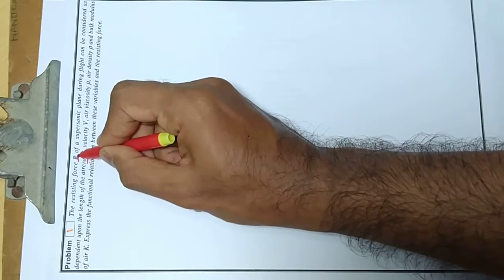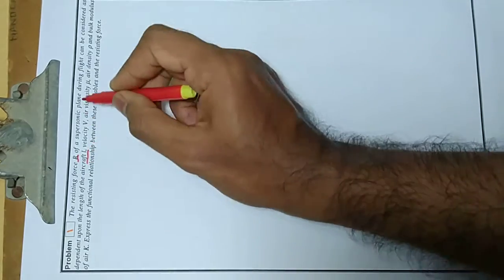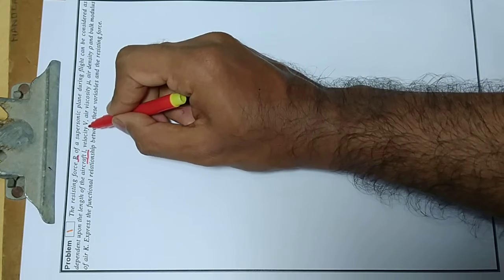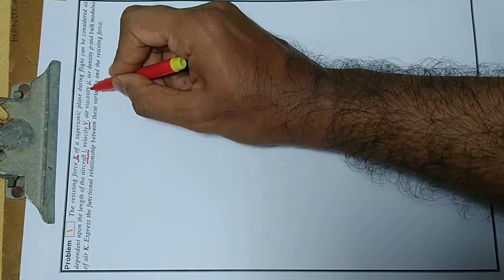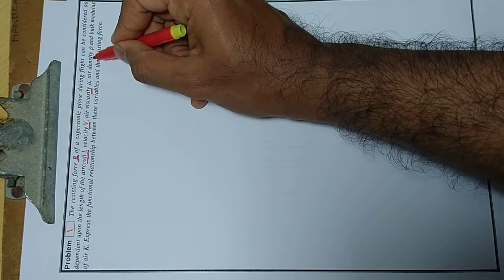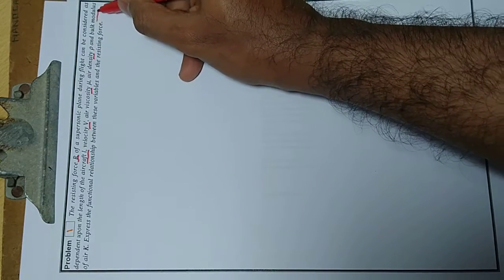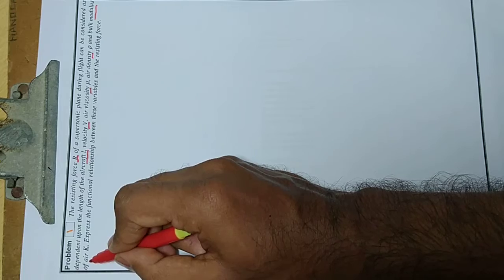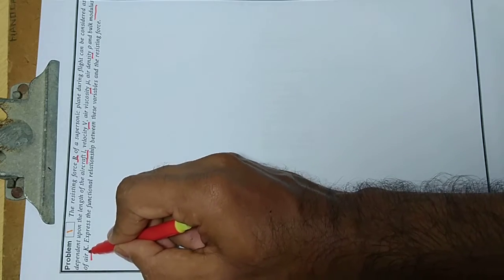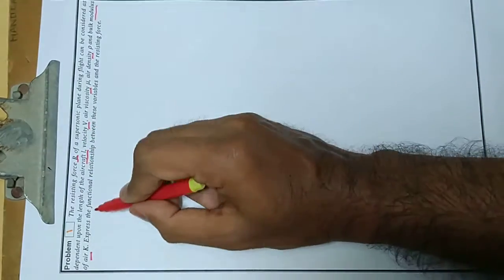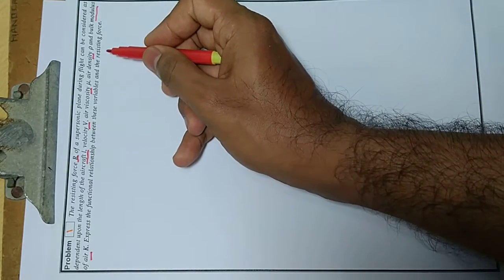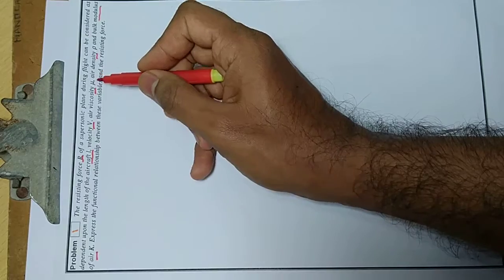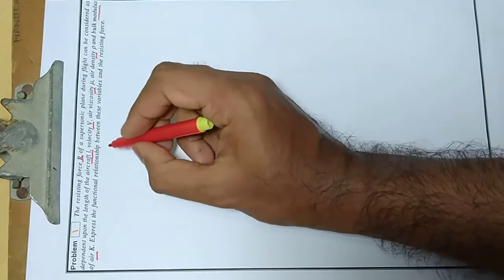Actually, this is the dependent variable. Now these become the independent variables. Next, it depends upon velocity v, air viscosity mu, air density rho, and the bulk modulus of air, k. Express the fundamental relationship between these variables and the resisting force. We will go step by step, one by one.